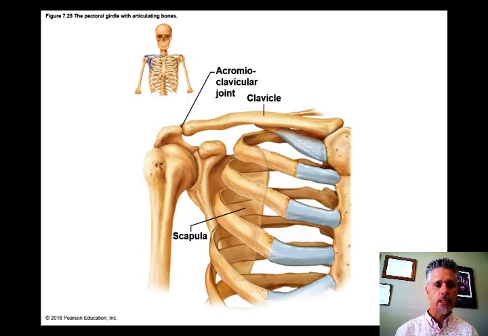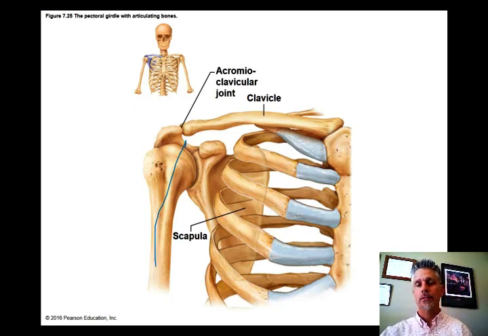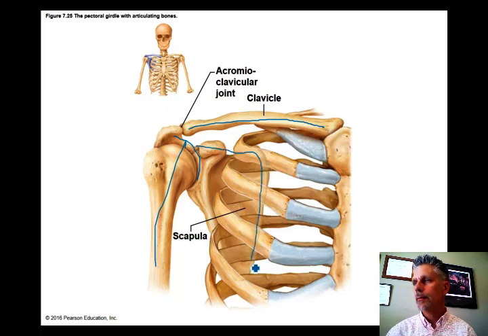We can see here's our humerus, right? So our humerus is going to be coming up and attaching to our girdle. Our girdle is going to be the scapula on the posterior side, like we see here, and then the clavicle on the anterior side. So here we go, scapula, the big triangle that we see right there. All right, so let's take a look at these two bones.